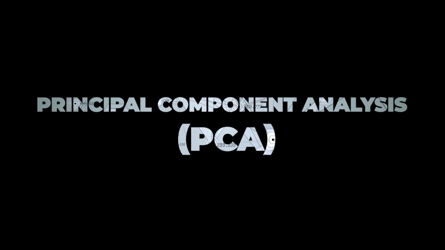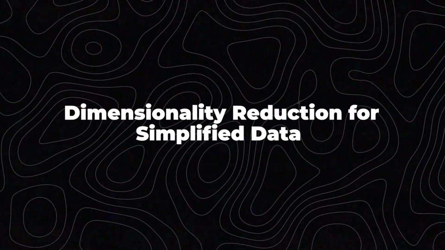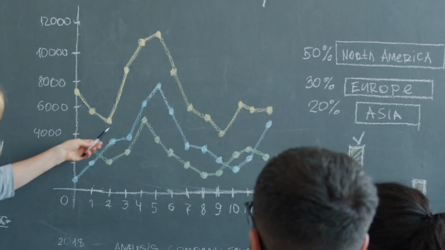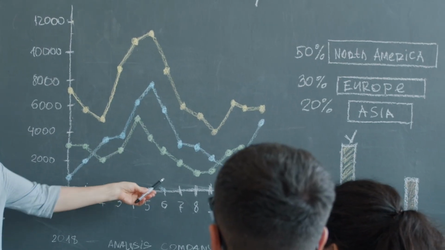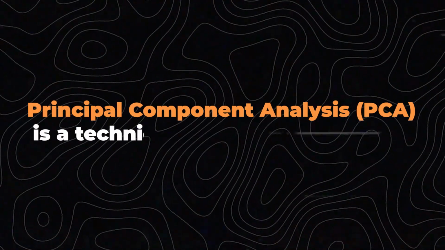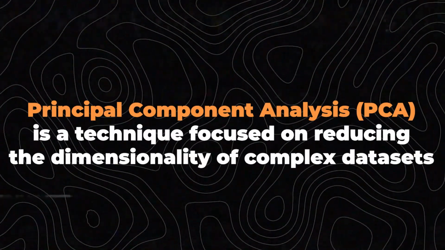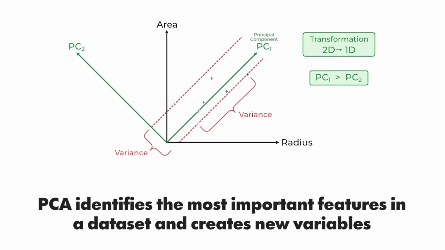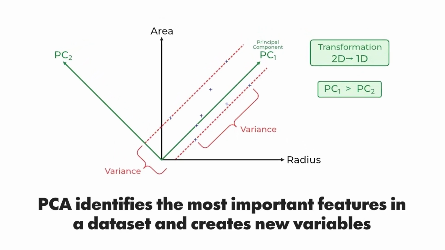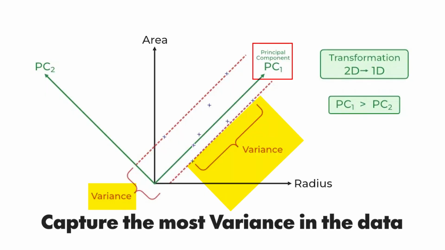Principal component analysis, PCA, dimensionality reduction for simplified data. While clustering algorithms group data based on similarity, principal component analysis, PCA, is a technique focused on reducing the dimensionality of complex datasets. PCA identifies the most important features in a dataset and creates new variables, called principal components, that capture the most variance in the data.